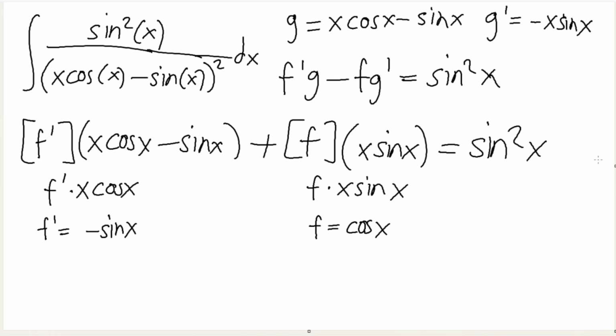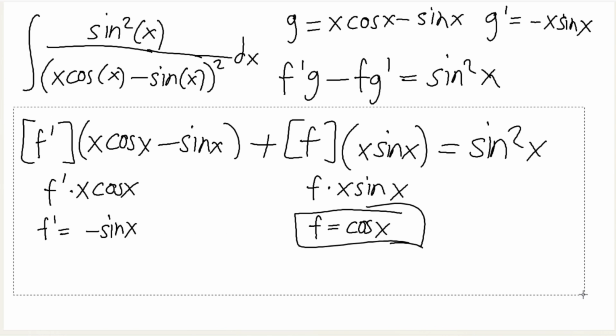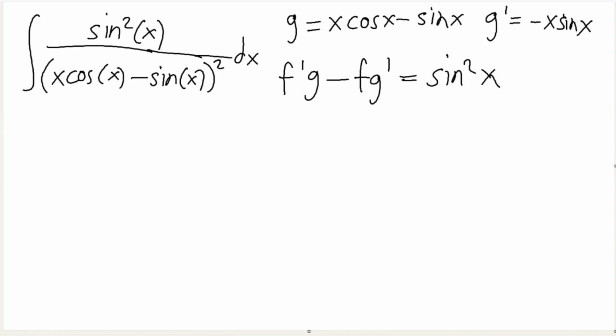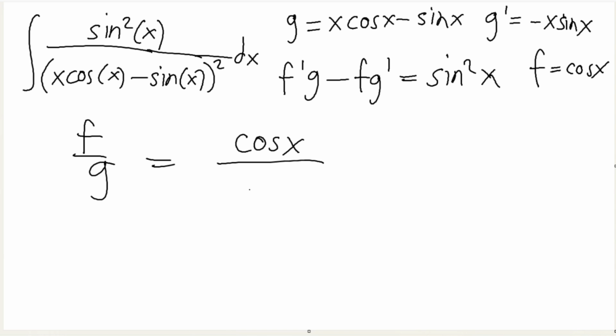Aha! So we found our f. f is equal to cosine of x. Alright, cool. So our f is equal to cosine of x. And so now our integral is f over g, which is cosine of x over x cosine x minus sine of x plus c.